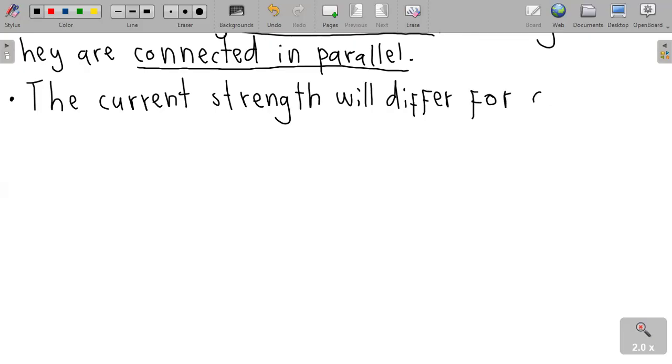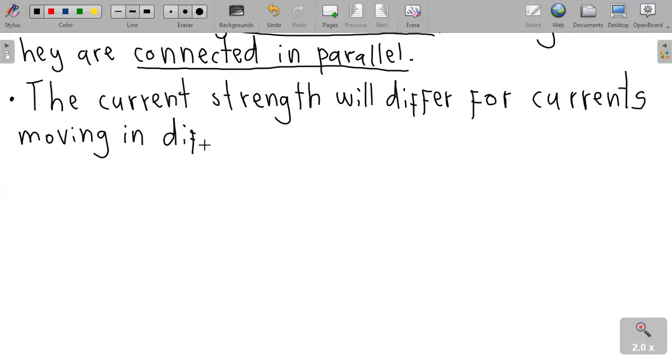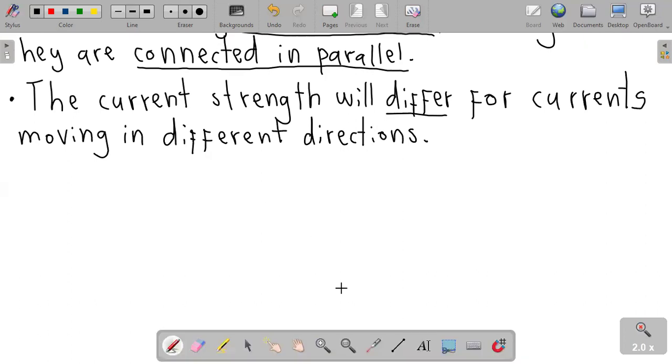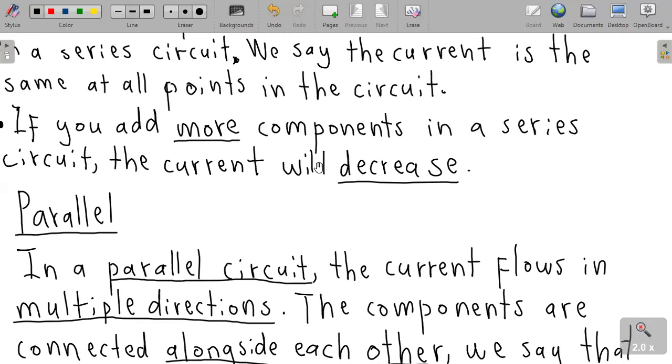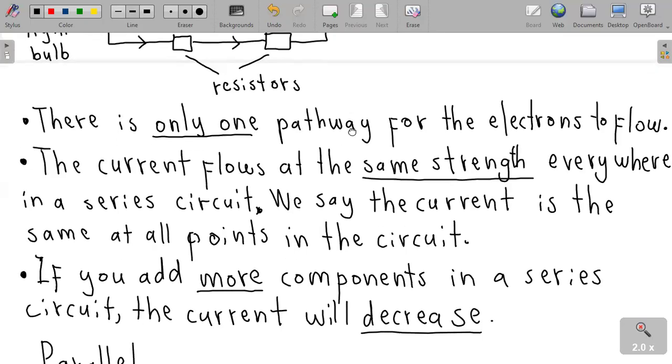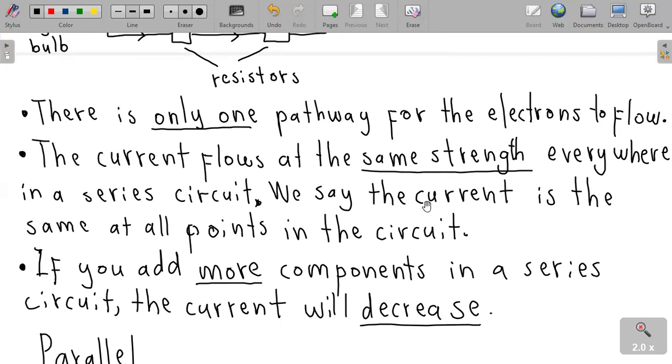for currents moving in different directions. So the current is not the same, it will differ. So the current strength is not the same in this case, unlike the previous part. It's not the same current strength.